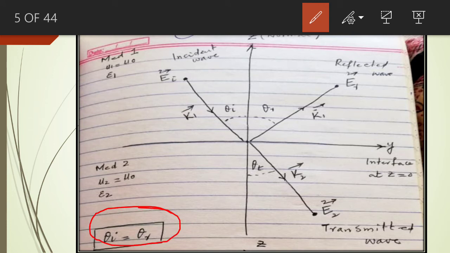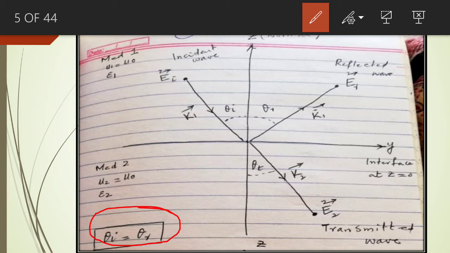So in this particular diagram, the incident wave is moving towards the interface. A fraction of the energy of the incident wave will be reflected back to the same medium, and the remaining energy will be transmitted to the second medium. The angle of incidence will be equal to the angle of reflection.